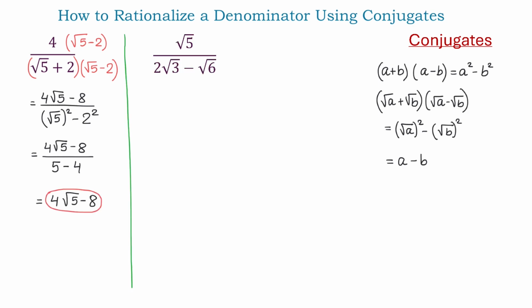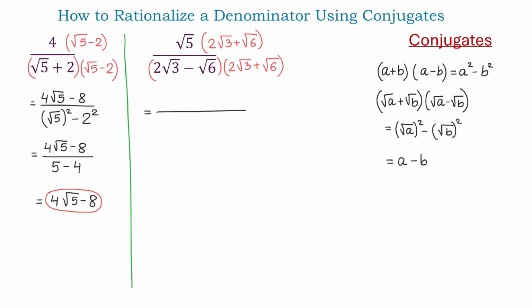Now the second example is square root of 5 over 2 square root of 3 minus square root of 6. To rationalize this denominator, we need to multiply both the numerator and the denominator by the conjugate of the denominator, which is 2 square root of 3 plus square root of 6. So here we have it, and now in the numerator we will distribute square root of 5.